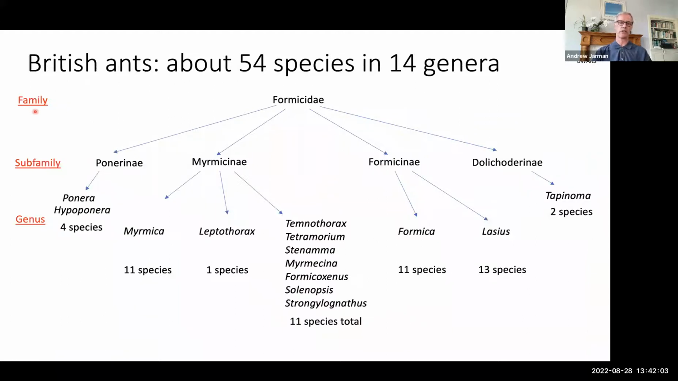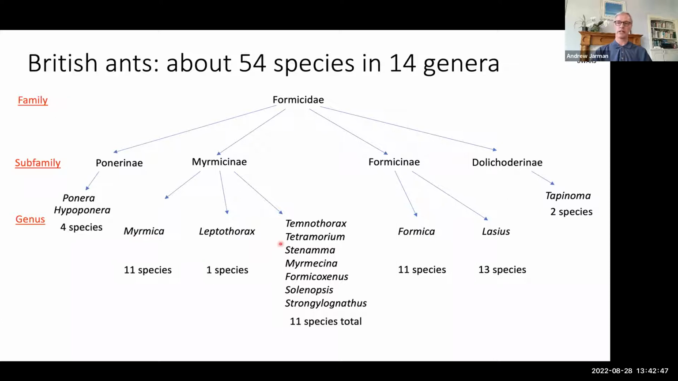Okay, so let's now look at the scope of the problem in terms of British ant species. We have about 54 species in 14 genera, and I've laid them out here. These are the genera. They belong to 4 subfamilies, and they all belong to one family, Formicidae. That's what all ants belong to. Keys will lay out the couplets in terms of identifying which subfamily you are looking at, then which genus, and then which species within the genera. That is difficult because even the first couplets in ant keys are quite difficult, telling the difference between ants of this subfamily compared with ants of this subfamily. And then telling apart the genera can be difficult as well.